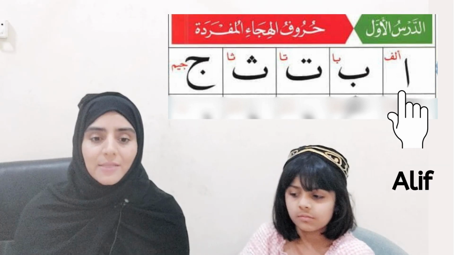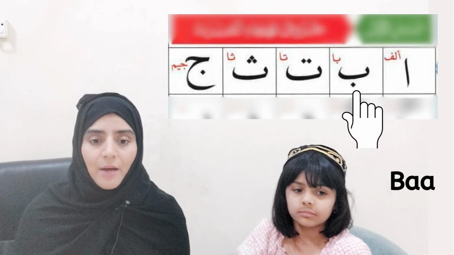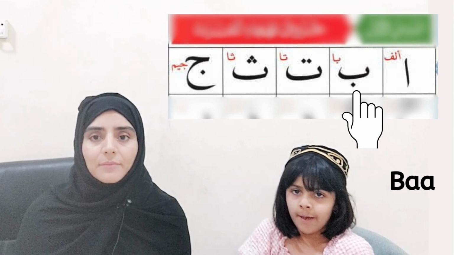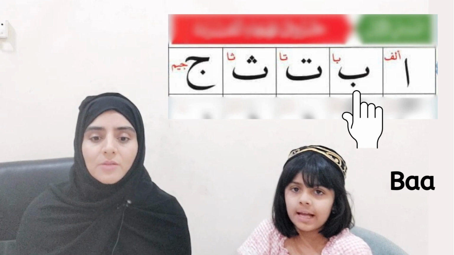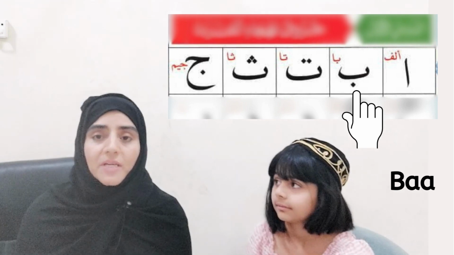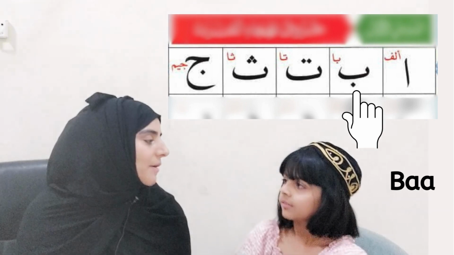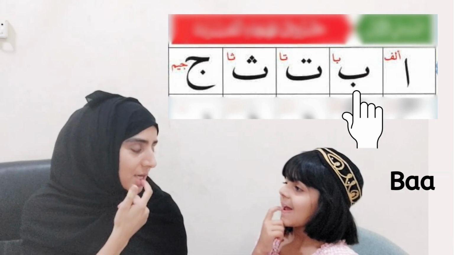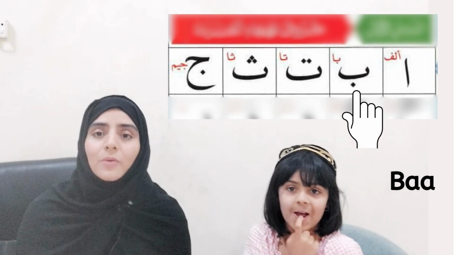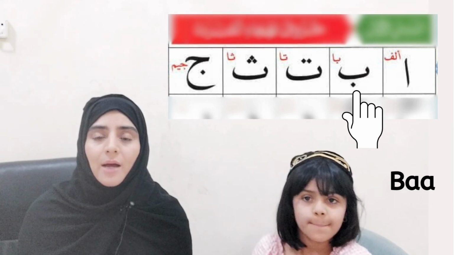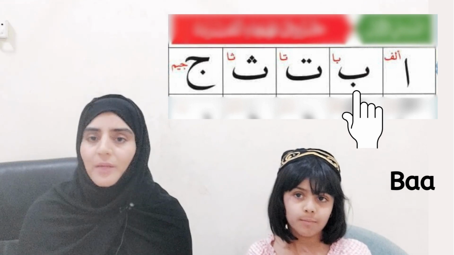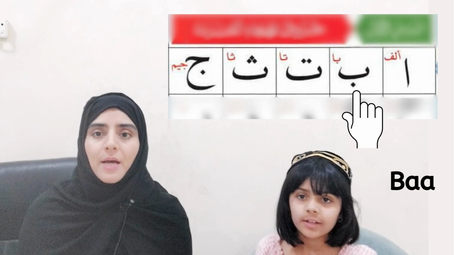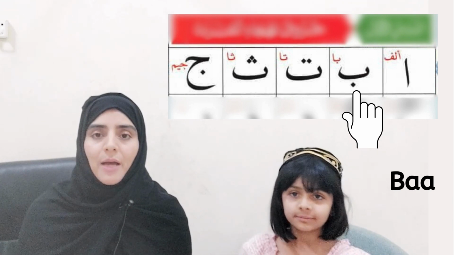The next letter we have is ba, and it's got a dot at the bottom. Ba. Ba comes from the moist part of the lips. Where is the moist part of the lips, Alma? Here? No, those are dry. It's here, the inner part. We're not going to do a heavy ba, it's going to be a simple ba. It's a light letter. Ba.